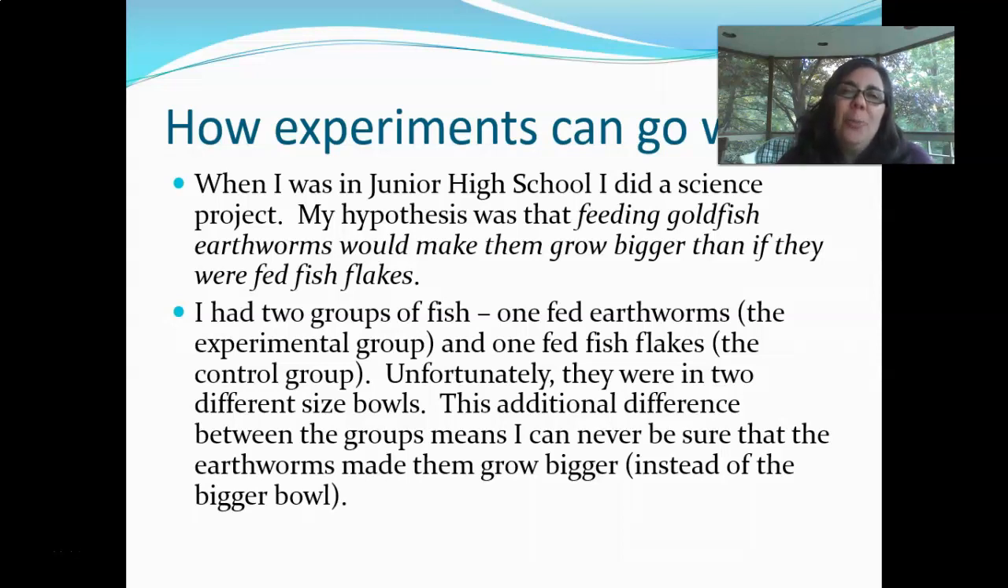The earthworm fish happened to be in a larger bowl. And if you know anything about goldfish, that would always mean they were going to grow bigger. They grow to the size of their container. But even if that weren't true, the fact that they were in a bigger bowl and I was also feeding them earthworms, two things were different, right? It's like my chocolate chip cookie recipe where I changed the brown sugar and the chocolate chips. It doesn't work anymore. I can't draw conclusions about causation anymore.